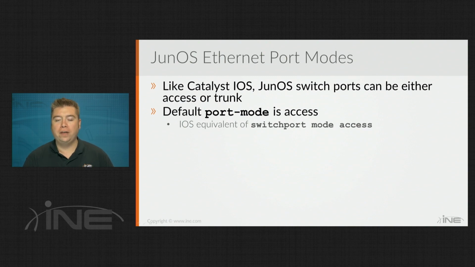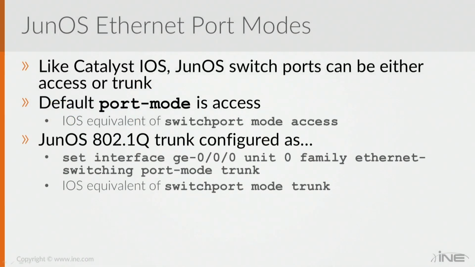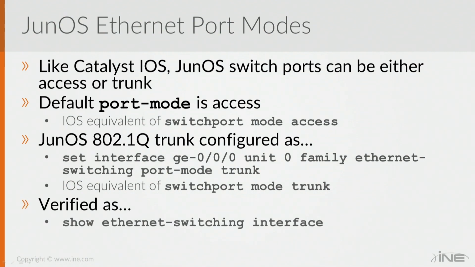So when we looked at the config on the EX switches, the only thing under the interface level was unit 0 and family ethernet-switching, which essentially means it's an access port in VLAN 1 by default. Now, if we did want to configure it as a trunk port, we would go under the Ethernet switching family and then set the flag port-mode trunk. This is the equivalent of IOS's switchport mode trunk. When we look at show ethernet-switching interfaces, this is the equivalent of show interface trunk in the case of IOS.